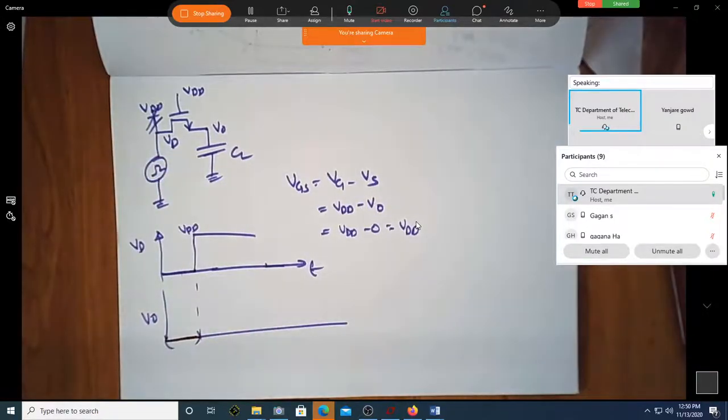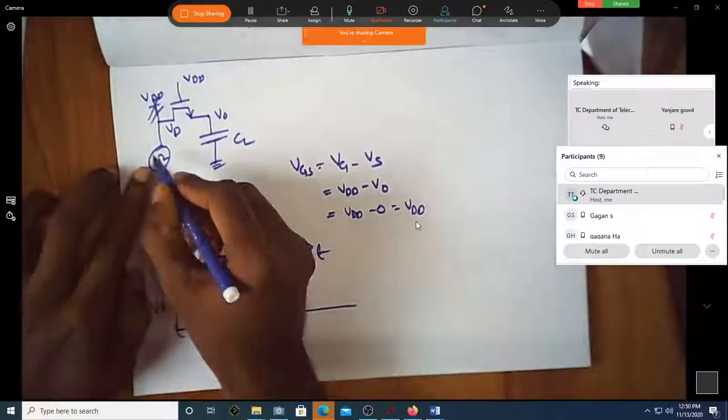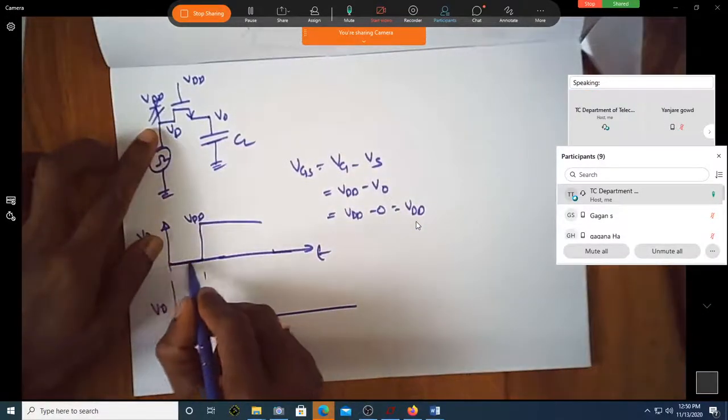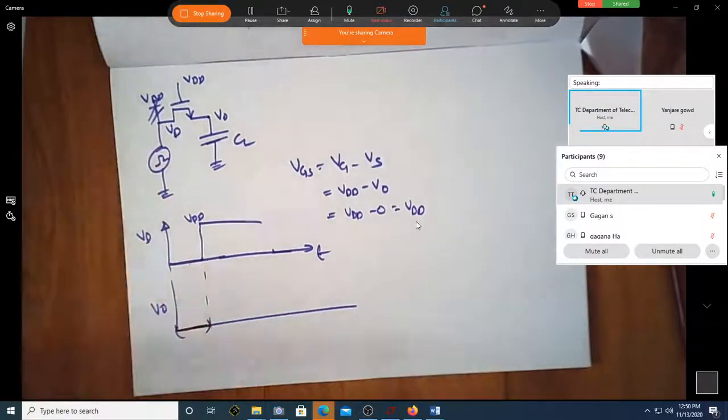It's on, the channel is created, but there is no potential difference. That's why there is no current. Correct? See, this voltage is the drain. The drain voltage is 0. Correct? One second.